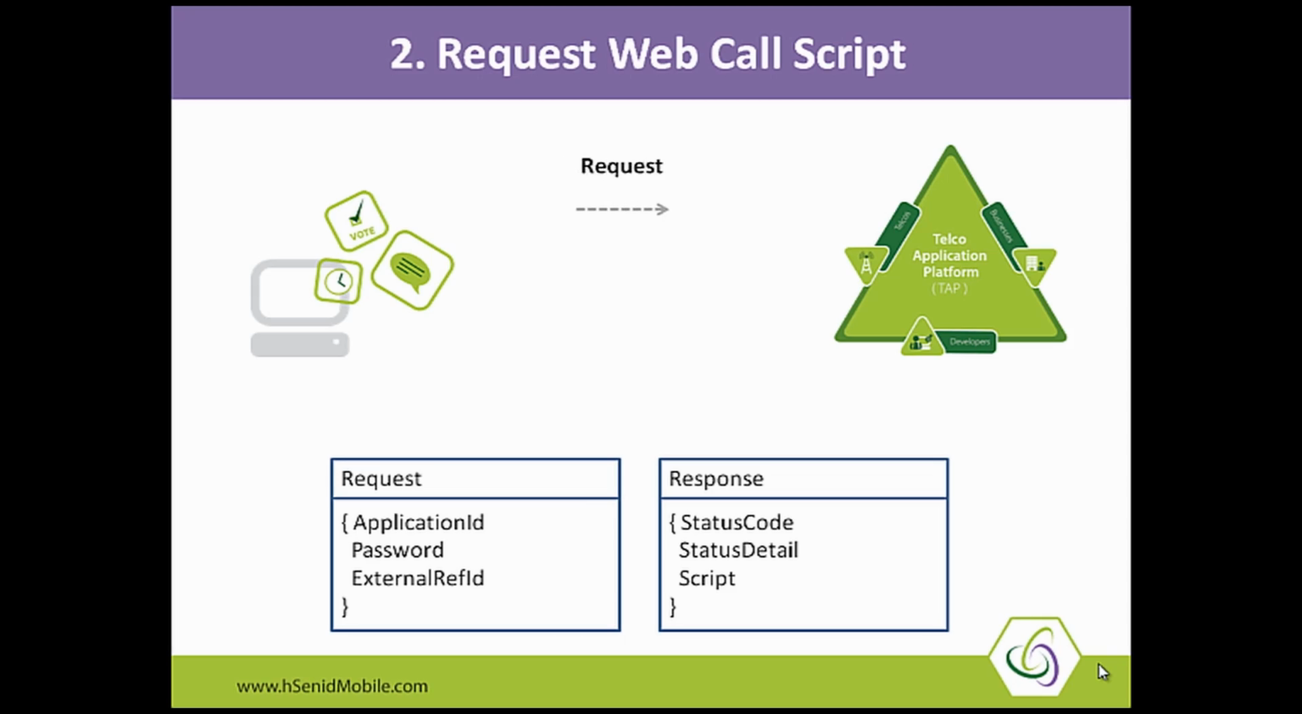Once you get the success response, you can use the next API call, which is the request script API call, to get the JavaScript snippet, and you can use that snippet to embed in your web application. Here also you have to provide the external reference ID you used in the previous call as the parameter. As the response, you will get the JavaScript snippet.